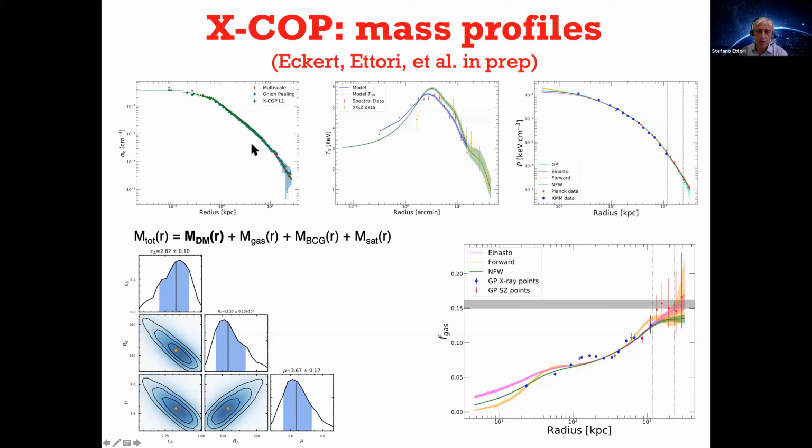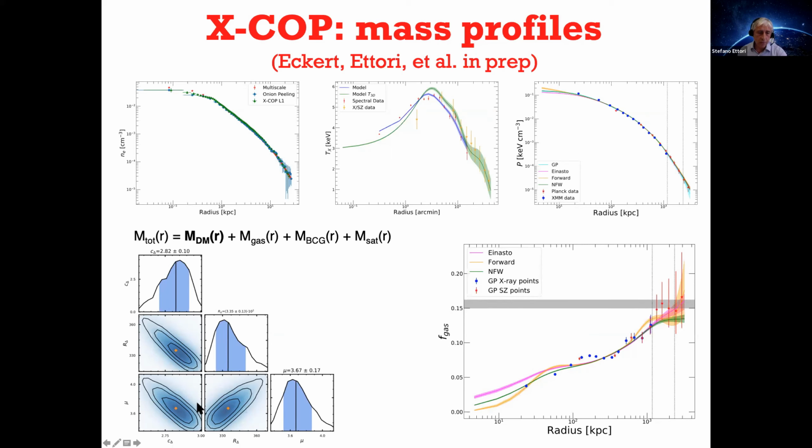You see here the reconstruction of the density, temperature, and pressure. Here the gas fraction that I was mentioning at the beginning. You see in gray the predicted Omega_b over Omega_matter from cosmological parameters. And as I said, the galaxy cluster, at least massive galaxy clusters, are a closed representation of the universe. And indeed, we are able to recover almost all the baryon budget in this system.